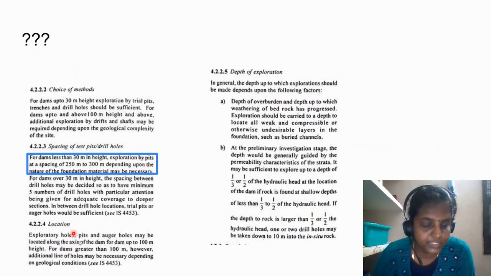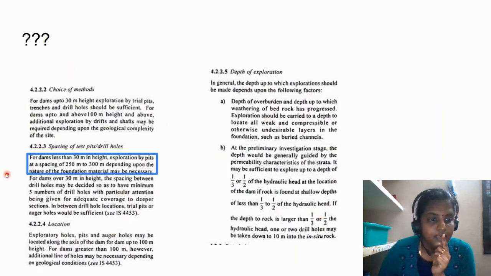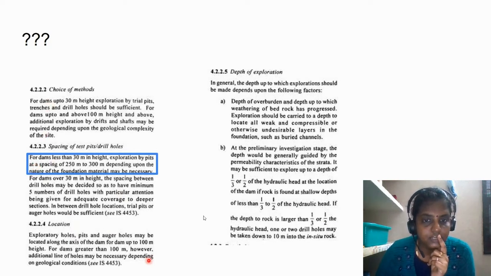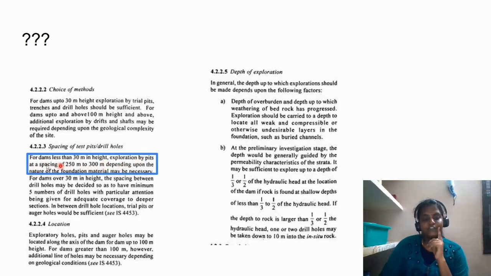So now you are going to tell me, for dams. So this is a codal provision. This is how the codal will give you the guideline. For dams less than 30-meter in height, the exploration by pits at a spacing of 250-meter to 300-meter. So if your dam height is going to be less than 30-meter, then you have to collect samples.